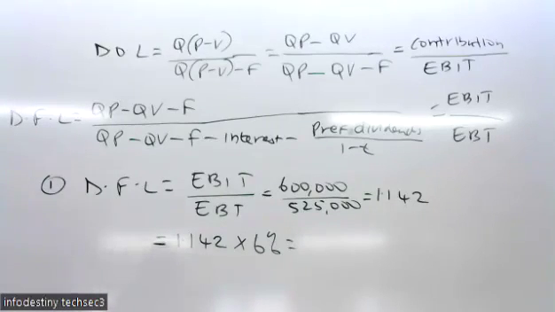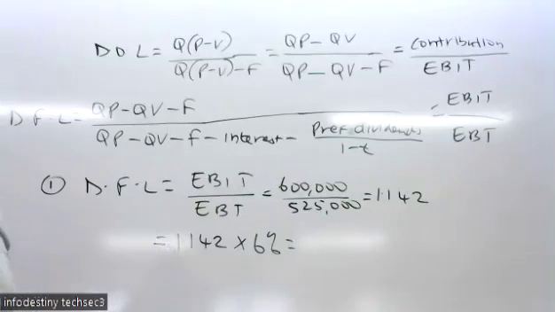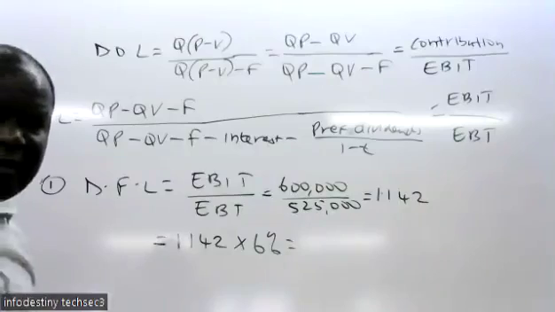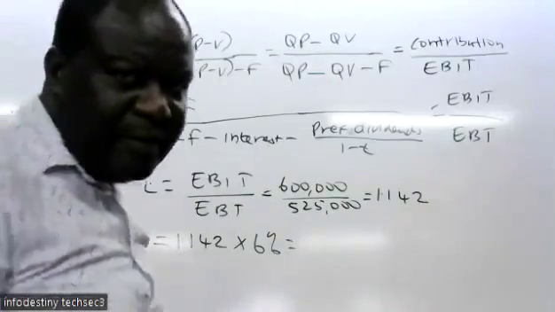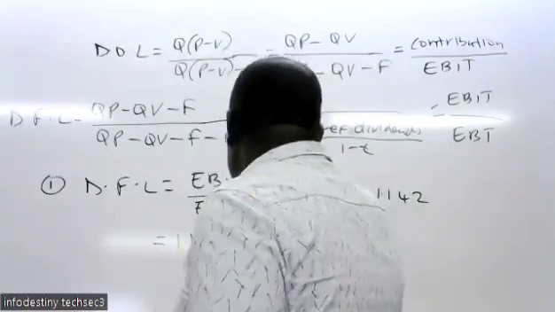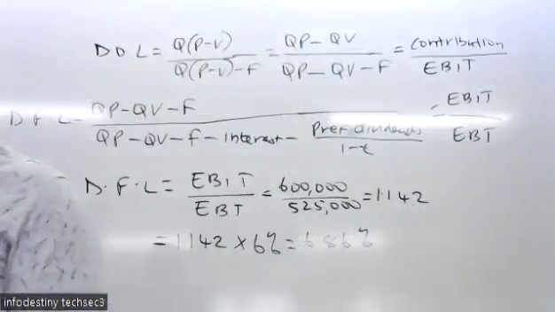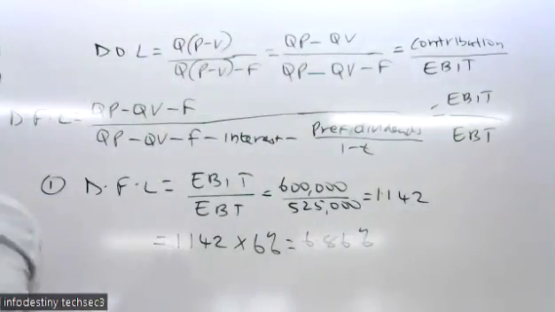So when you take 1.142 multiplied by 6, it should be able to give us which value? So when you multiply, you are going to get 6.86 as a percentage. 6.86%. So that's now when you use the degree of leverage.